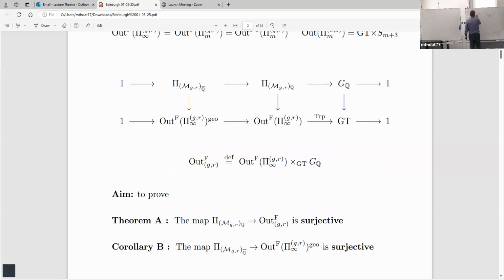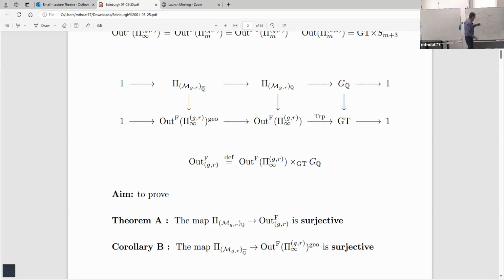So one has this sequence, and then one has Out F, this Out F geometric. So this is the Out F geometric there, and then one has this Out F GR, and then GQ. So this is already the pullback to GQ, and one has this map, and then one has the Out F by GR infinity and GT. And here one has Out F GQ, right? So this is the picture.